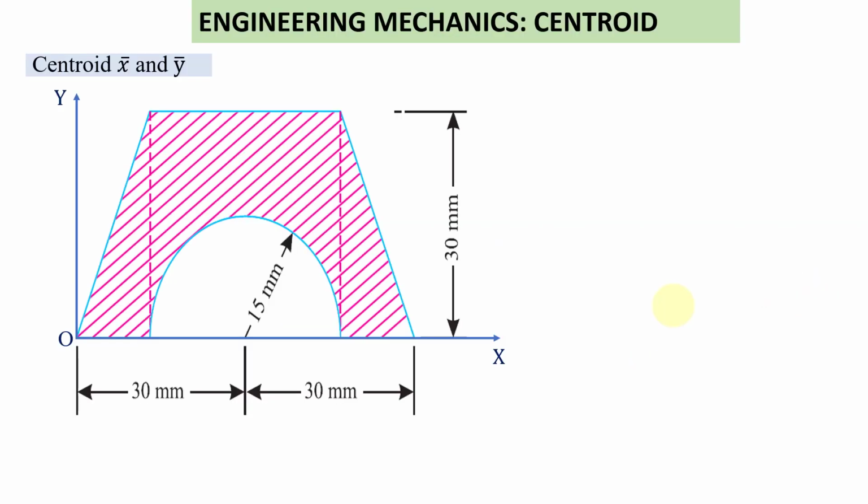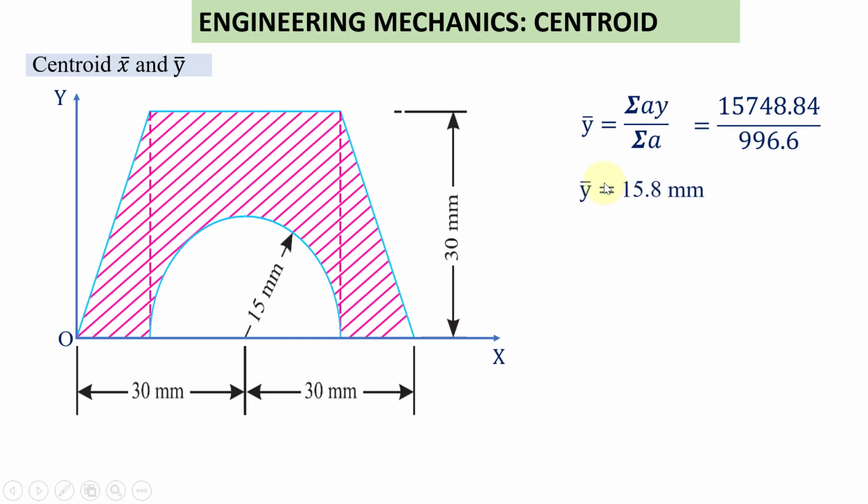Now we are going to calculate the y bar value. How to find out that? We have already calculated the value of sigma A and sigma AY. So y bar value is sigma AY over sigma A. Sigma AY value is 15,748.84 over 996.6. So the y bar value is 15.8 mm.